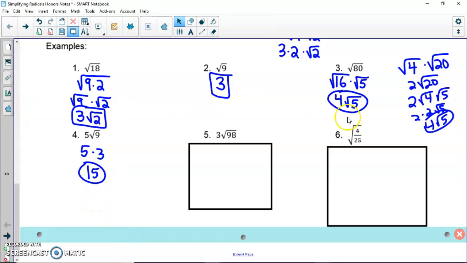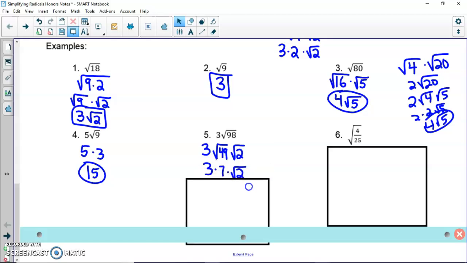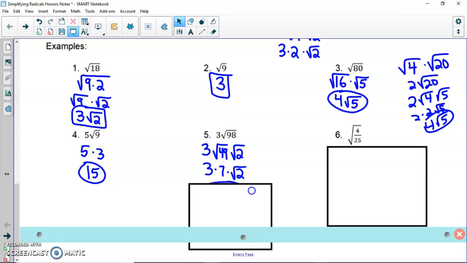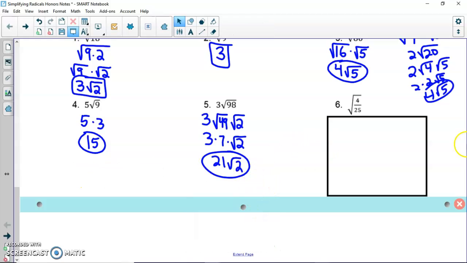Now here, for number 5, we have 3 times the square root of 98. In this case, 98 is not a perfect square, so we want to simplify the radical like we normally do. What perfect square divides evenly into 98? In this case, it is 49. So I'd write this now as 3 times the square root of 49 times the square root of 2. And the square root of 49 we know is 7, so we would take the square root of 49 and get 7. So 3 times 7 times the square root of 2. And then I do multiply those two numbers in front. 3 times 7 is 21. And we get 21 times the square root of 2 as our final answer for that.